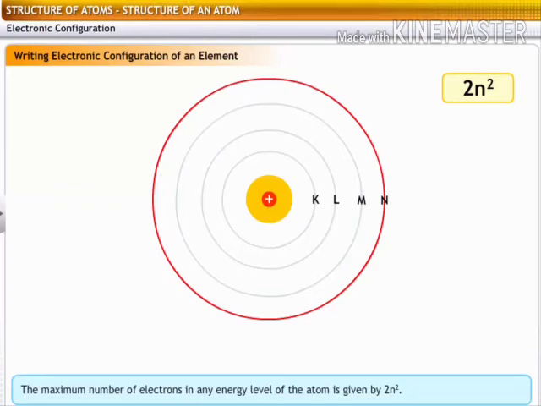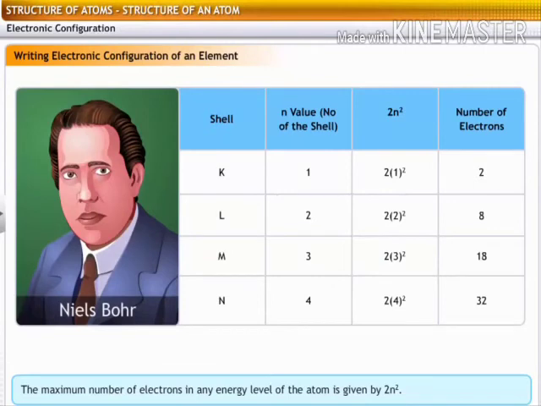For example, for the first energy level, n equals 1. According to the formula, 2 multiplied by 1 to the power of 2 equals 2. So, the maximum number of electrons present in the first energy level is 2. According to Bohr's model of an atom, the first energy level K can have 2 electrons. The maximum number of electrons which can be accommodated in shell L is 2 multiplied by 2 to the power of 2, equal to 8. Similarly, for M and N shells, the maximum number of electrons that can be accommodated are 2 multiplied by 3 to the power of 2 equals 18, and 2 multiplied by 4 to the power of 2 equals 32 respectively.